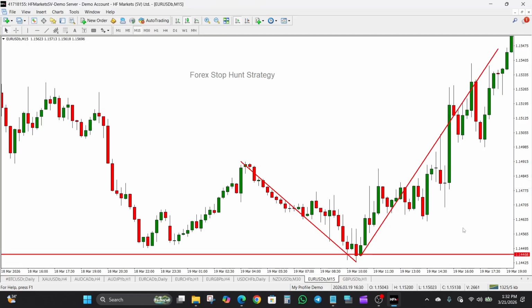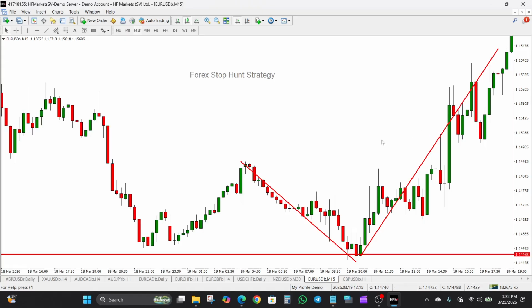So large market participants, sometimes called smart money, are aware of these levels. So price may move toward these areas, triggering the stop losses and creating liquidity before reversing. So this can look like a false breakout.